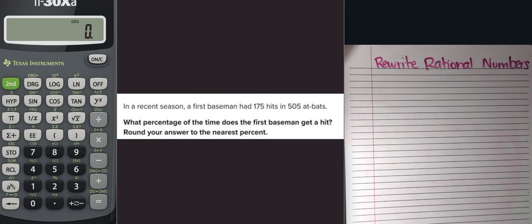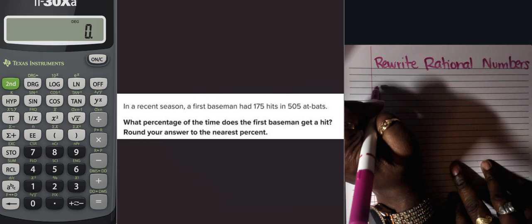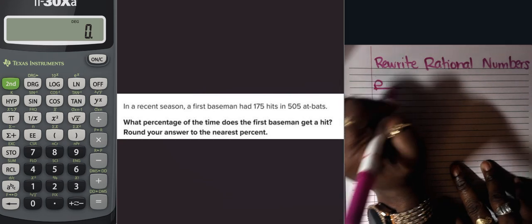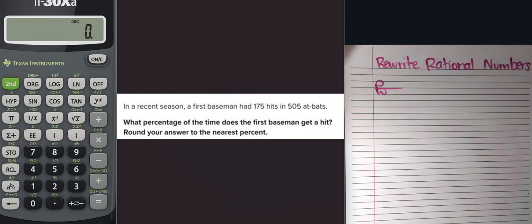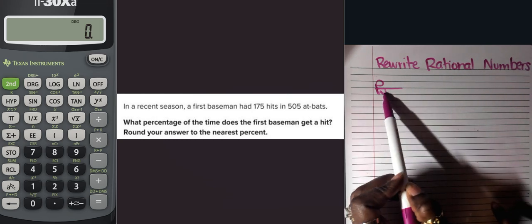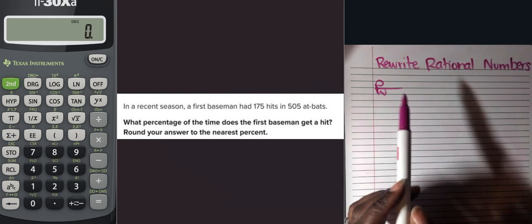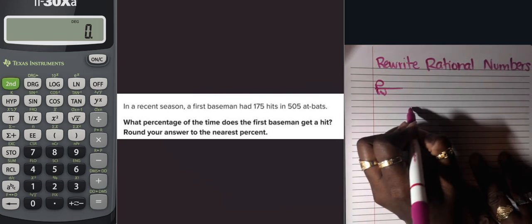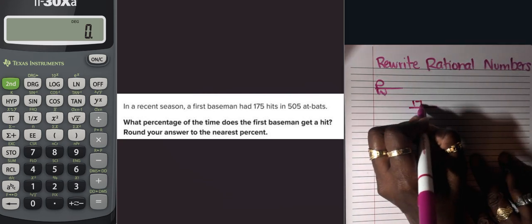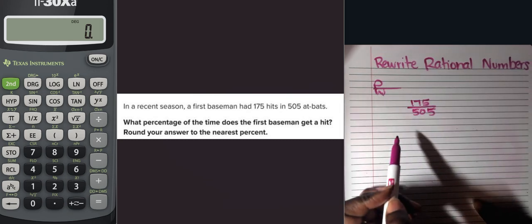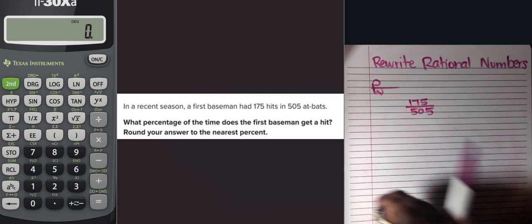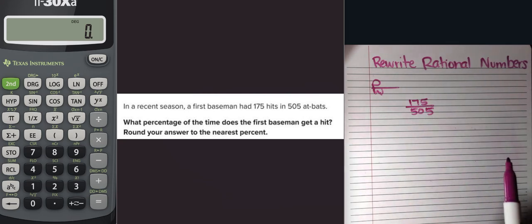So this is, of course, a ratio, and we're talking about a part to whole comparison. I hope that you can see that. So what we're looking for is how many hits he has had, and then we're going to compare that to his total number of at bats. If we look at it that way, we have 175 over 505. So this is a rational number in fraction form. Now what we're going to do is convert it into what they wanted, a percentage.